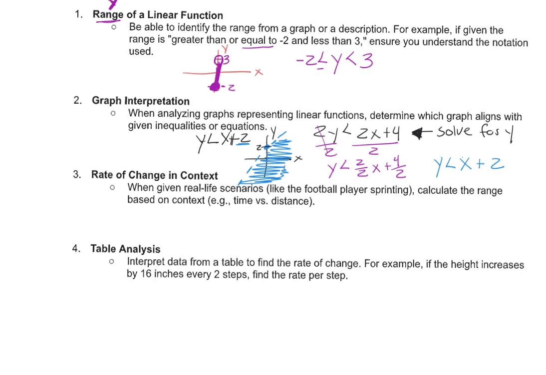So a solution set for this graph would be anywhere in the shaded area. It wouldn't be any point over here. It wouldn't be on the line because my line is dashed. It would only be in the shaded area.